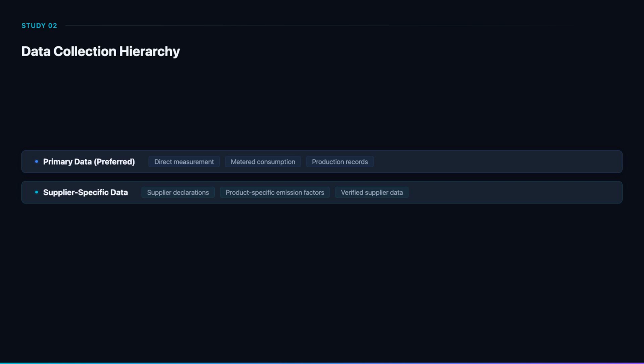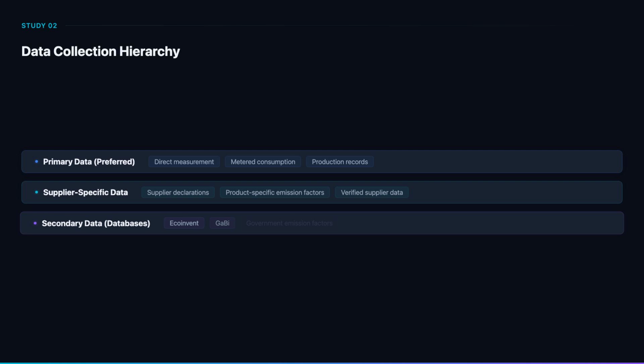Supplier-specific data is the next best source for upstream processes. This includes supplier environmental declarations, product-specific emission factors from your actual suppliers, and independently verified supplier carbon data. Engaging suppliers for specific data significantly improves the accuracy of your footprint. Secondary data from recognized databases fills gaps where primary and supplier data are unavailable. Industry-standard databases like EcoInvent and Gabi provide average emission factors for thousands of materials and processes. Government-published emission factors cover energy grids, transport modes, and waste treatment methods.